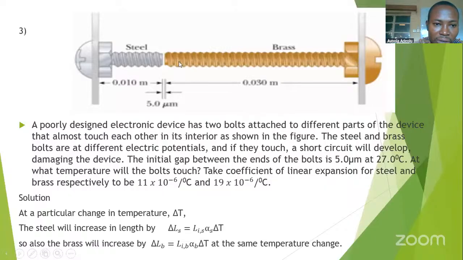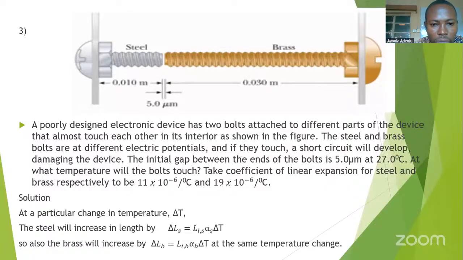So this is the steel bolt, and this is the brass bolt. There's a very little gap between them, which is 5.0 micrometer. At a particular temperature, if the temperature increases, you know that the length of this bolt will increase, the length of this one will increase. You get a point that they will touch.